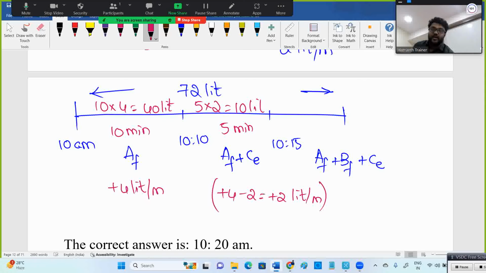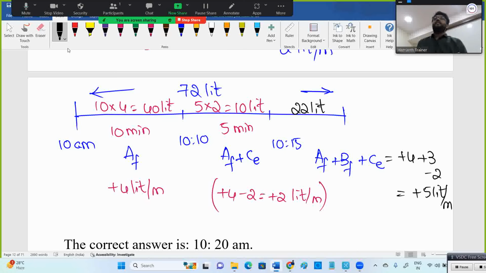Now, out of your target 72, how many filled? 50 liters completed. What is pending? 22 liters. Who should do this? All 3 are available now. A is 4, B is 3, C is 2. So we got, it is filling 5 liters per minute. But how many liters are remaining? 22 liters. 22 divided by 5. It's like you need to walk 22 kilometers, walking at 5 kilometers per hour speed.